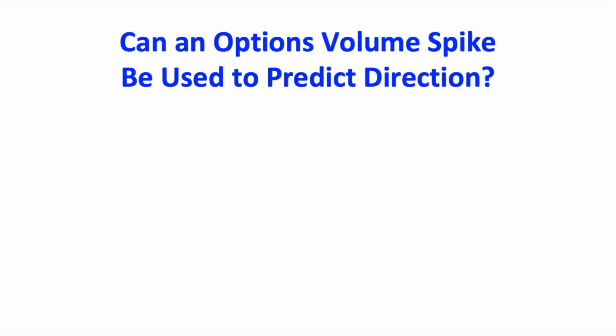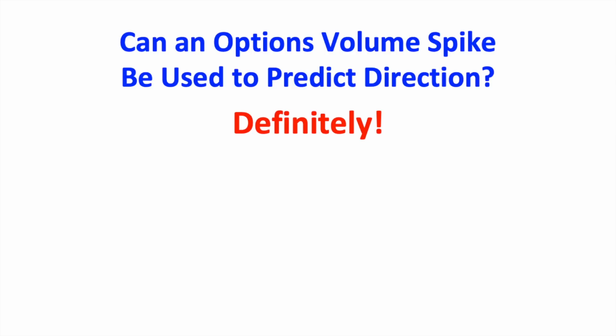Let's start with a question. Can an options volume spike be used to predict direction? Well, if you've ever watched CNBC and seen the Nigerian brothers talking about the options they're buying, they oftentimes look for spikes in volume on options and they'll go directional. So the answer is definitely.